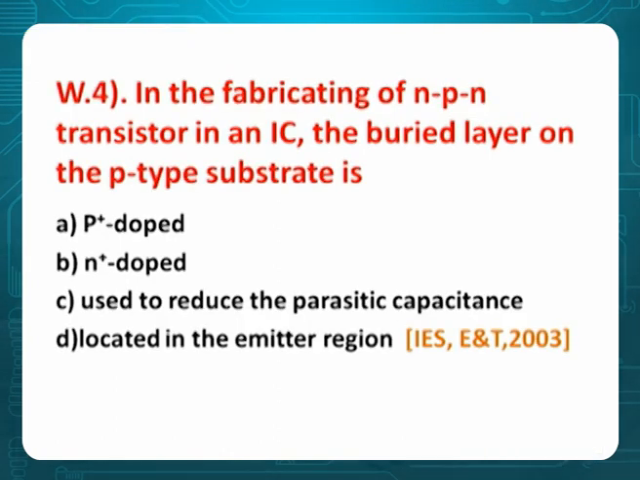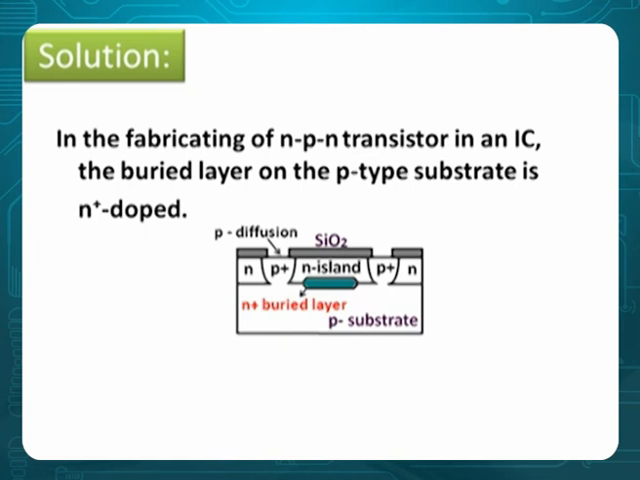Question number 4. In the fabrication of an NPN transistor in an IC, the buried layer on a P-type substrate is: P plus doping, N plus doping, used to reduce the parasitic capacitor, or located in the emitter region? IES question, 2003. Which one is actually used for the buried layer on a P substrate? If you see the option there, it is B.